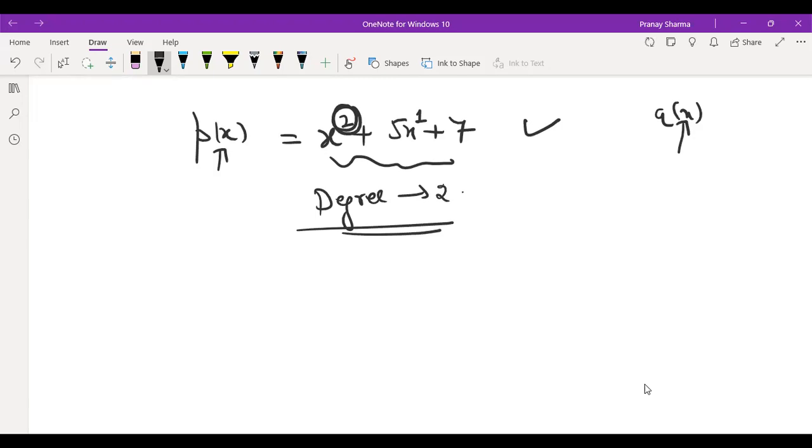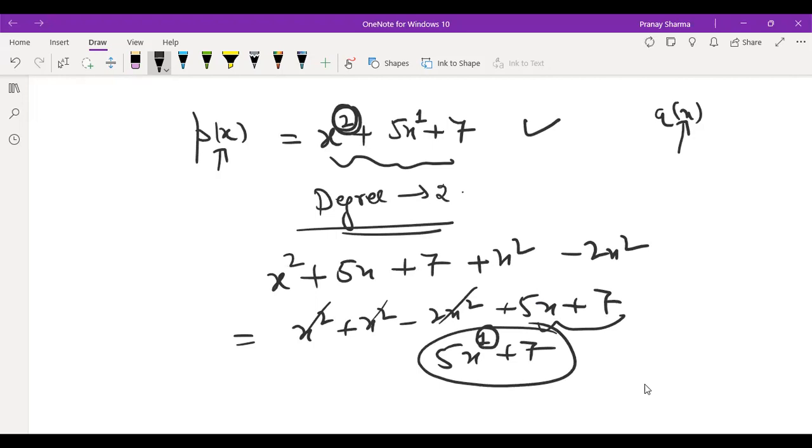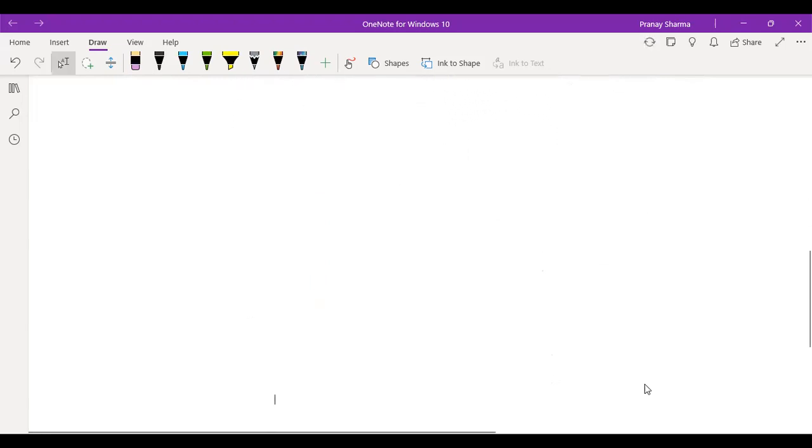But people take this very seriously. Suppose it is given to you as x square plus 5x plus 7 plus x square minus 2x square. If something is given to you in this way, it is always recommended to simplify it first. Whatever you get after simplifying will be your p of x, and in this way you will define the degree. So here the degree comes out to be 1. It is not that you just see the highest power and mark your answer. You will end up making a mistake then. So this is how the basic definitions are defined.